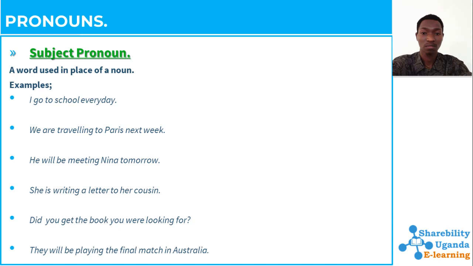And the next, we are traveling to Paris next week. The pronoun we refers to the subject who is currently doing the action of traveling to Paris. You can go through the rest of the examples.